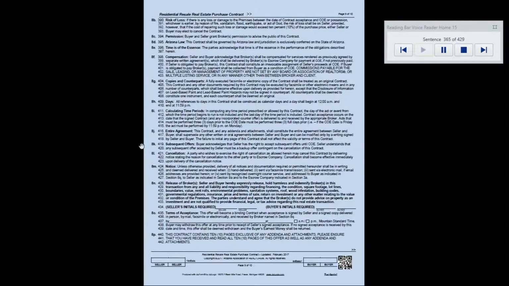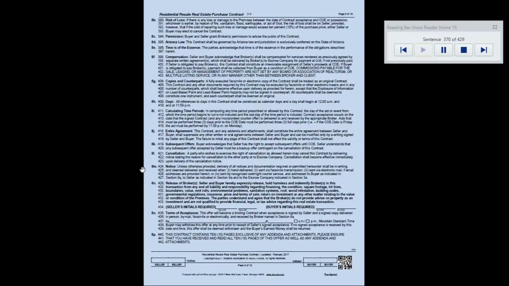8K. Subsequent offers. Buyer acknowledges that seller has the right to accept subsequent offers until COE. Seller understands that any subsequent offer accepted by the seller must be a backup offer contingent on the cancellation of this contract. 8L. Cancellation. A party who wishes to exercise the right of cancellation as allowed herein may cancel this contract by delivering notice stating the reason for cancellation to the other party or to the escrow company. Cancellation shall become effective immediately upon delivery of the cancellation notice.